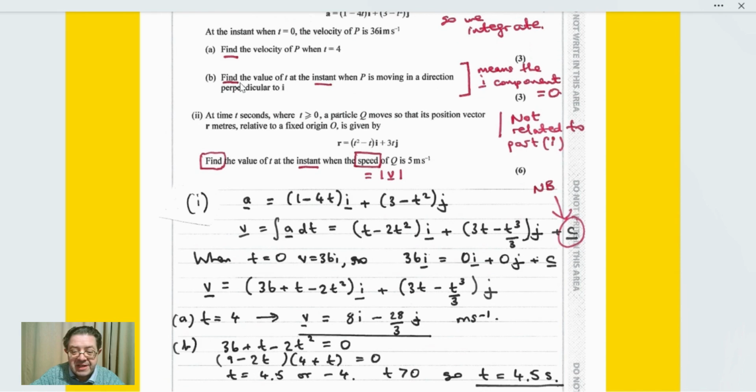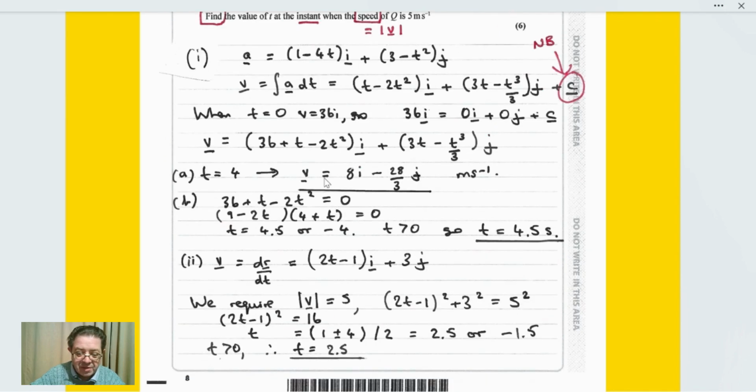Part B, find the value of t at the instant when P is moving in a direction perpendicular to i. Instant just means the time. Moving in a direction perpendicular to i, this is something we need to know: it means that the i component of velocity will be 0. That's something which, if you've not seen it before, might confuse in an exam. So we're going to put the i component of velocity to 0.